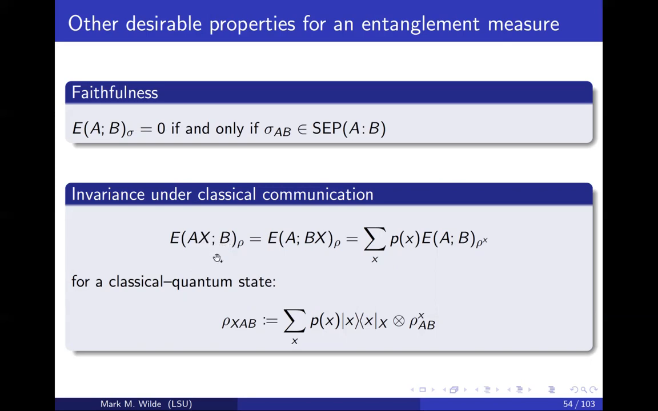If Alice were then to communicate the classical system to Bob, and we'd compute the entanglement of A and BX, that should be the same value. There should be no difference. And then furthermore, that should just be the weighted sum of the individual entanglements of this state. So that's a nice property to have, and many interesting entanglement measures do have that property.